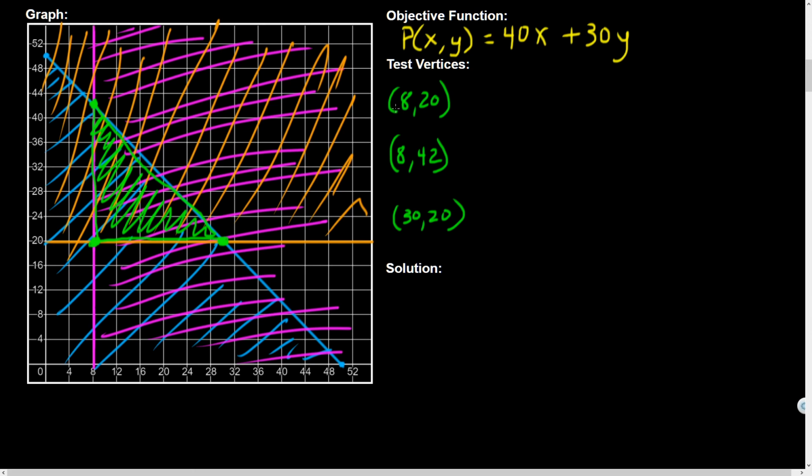And so what I'm going to do is plug in these coordinates, X and Y, for each of these and figure out which one will give me the optimal outcome. And so let's see, 40 times 8 plus 30 times 20. So that's what, 320 plus 600, I believe is 920.